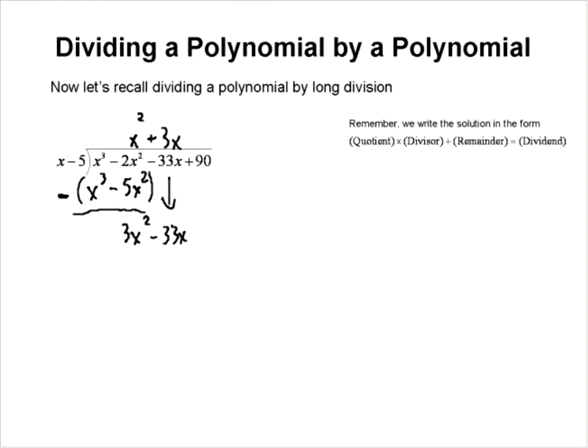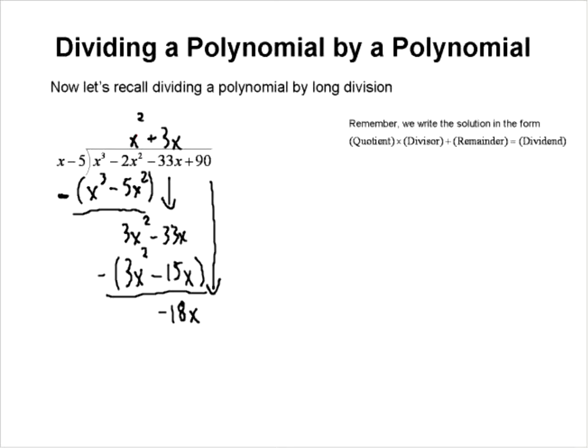And remember, anytime we have this number up here, this number times this value always has to equal this thing right here. So 3x times x equals 3x squared, because when we subtract, they're going to disappear. 3x times negative 5 is negative 15x, and then we subtract. And we're going to get 0x squared, which is exactly what we want. Negative 33x minus negative 15x is negative 18x.